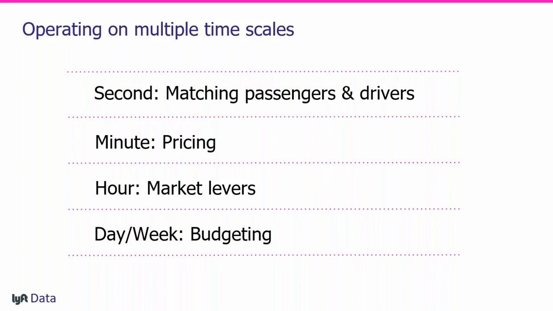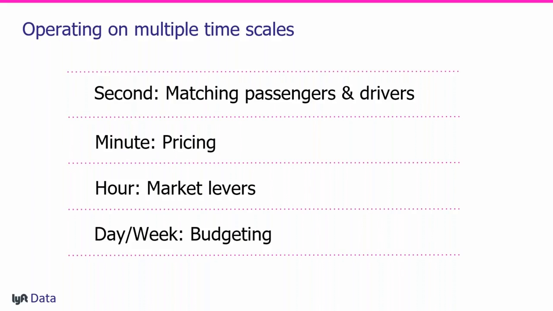So first of all, we are a physical business in that we are operating in the physical world. We are actually moving people, and we operate on multiple timescales. On a secondly basis, we're making decisions of matching passengers with drivers. On a minutely basis, we are setting the prices, meaning adjusting our prime time algorithms to match supply and demand levels. On an hourly basis, we could be applying market levers. So we could be offering some incentives to the drivers or discounts to the passengers.